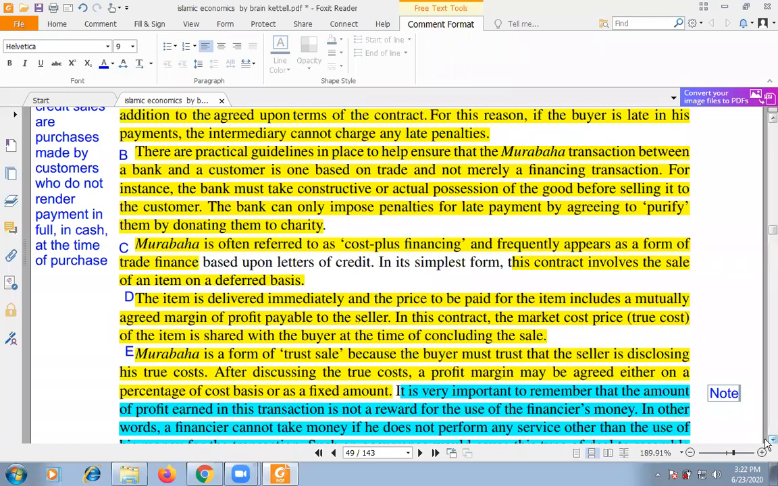The fifth feature of the Murabaha mode of financing: Murabaha is a form of trust sale. Trust sale means the customer must trust that the seller, the Islamic bank, is disclosing its true cost of the commodity. After showing the true cost of the commodity, a profit margin must be agreed by both parties. It can be a percentage of cost or a fixed amount.